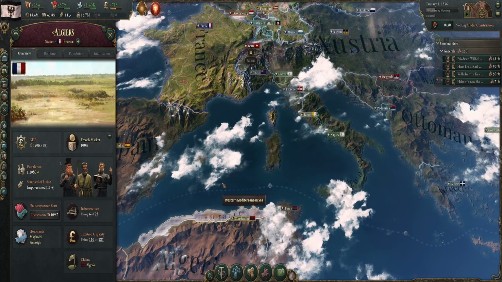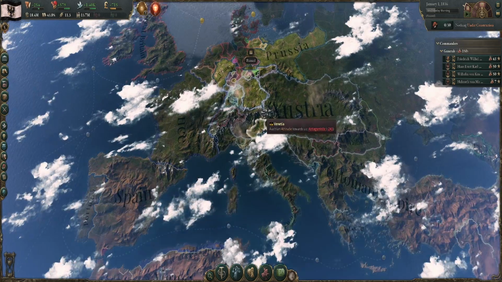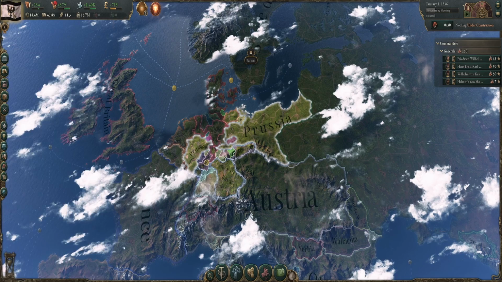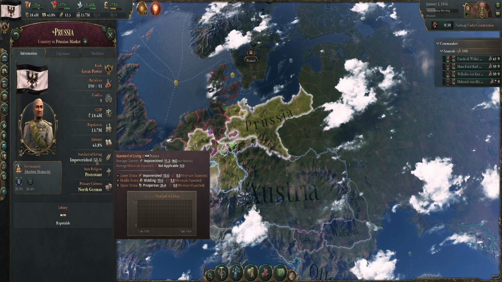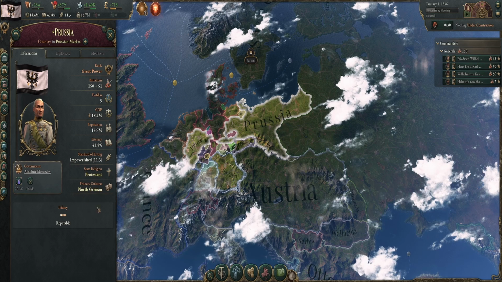It has its pros and cons, but we're going to get into that when we get into the whole colonization and stuff in the next video. For now, we're just going over the user interface real quick. So that's that, and then you have the standard of living, which again is very important for your nation as well. State religion and primary cultures.